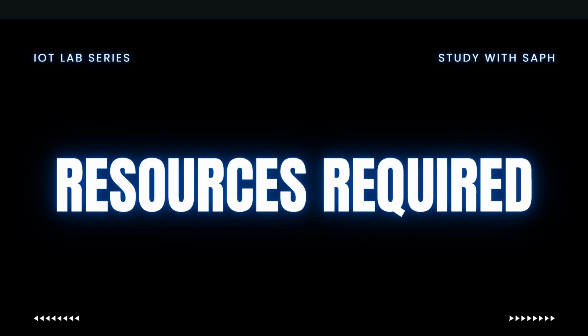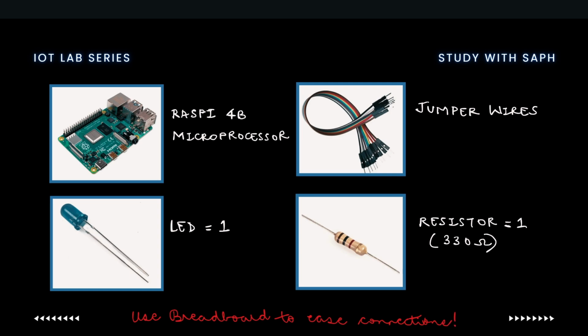We begin with the resources required. For this particular experiment, we need the Raspberry Pi 4B microprocessor, a single LED, a current limiting resistor of value 330 ohm, and a few jumper wires to make the required connections. You can either connect all the components directly, or a better way is to take a breadboard and make the connections on the breadboard.